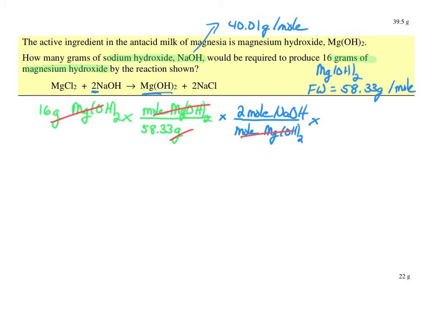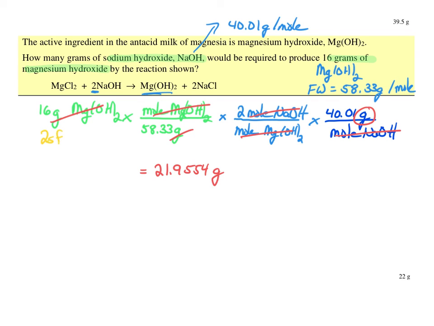So we're going to need to do an additional step where we multiply by the formula weight of sodium hydroxide. Okay, we see by our units that now we have grams in our final answer. So if we do the math that's indicated, our calculator answer is 21.9554 grams.